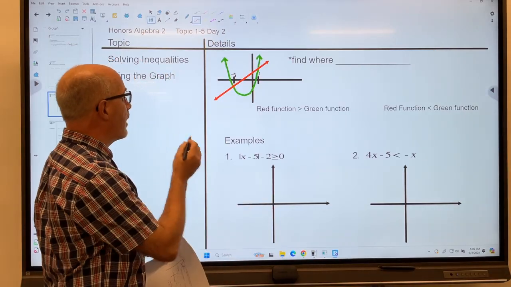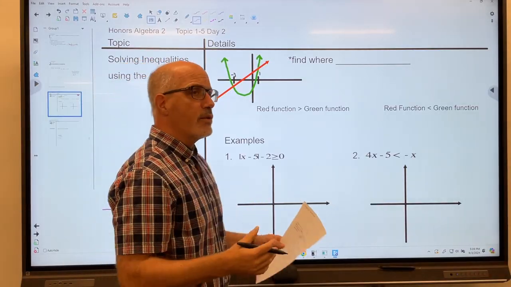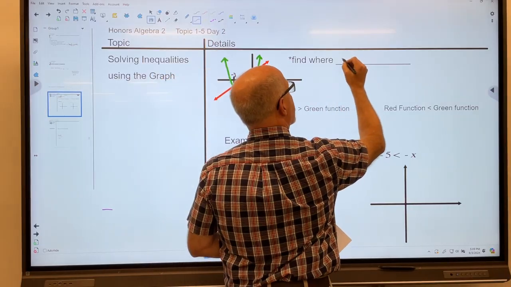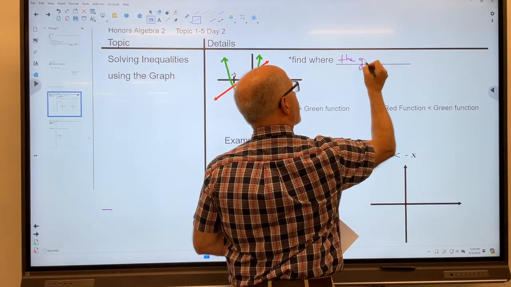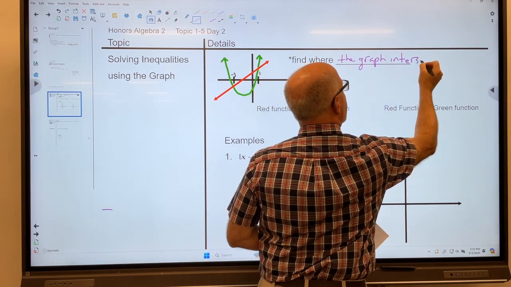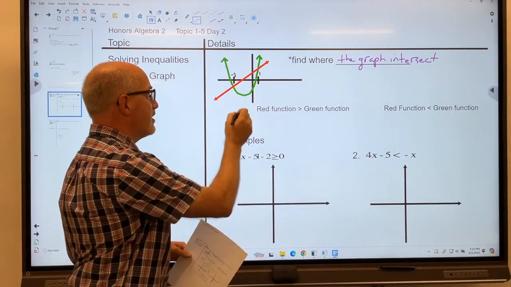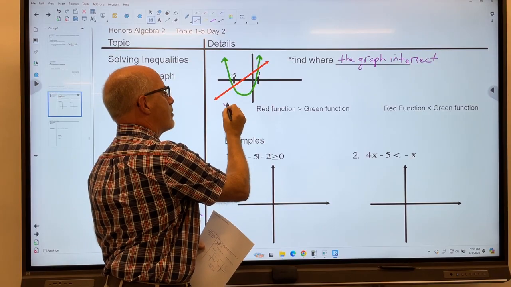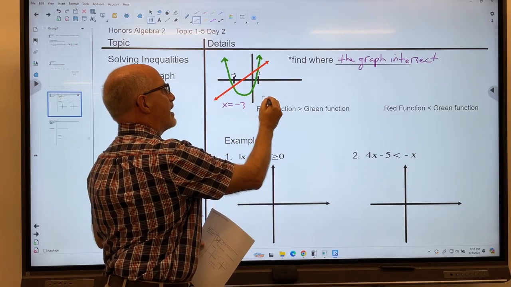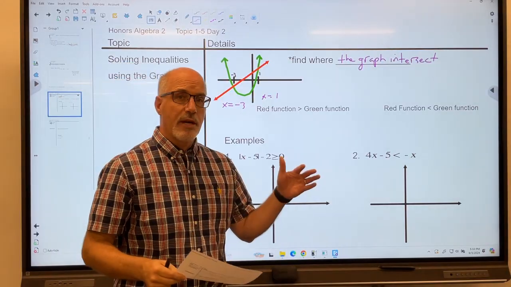So let's start by taking a look at these two graphs, the red one and the green one. When you're looking at these graphs, you always want to look where the graphs intersect. So when we look at this, notice that these intersect at x equals -3 and x equals 1. Those are the two key points in order to talk about the graph.